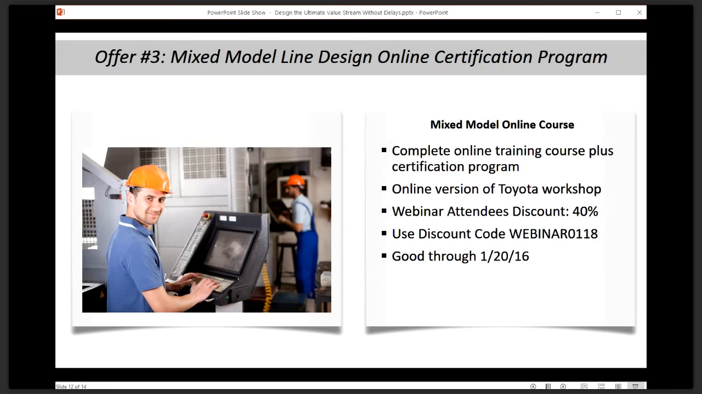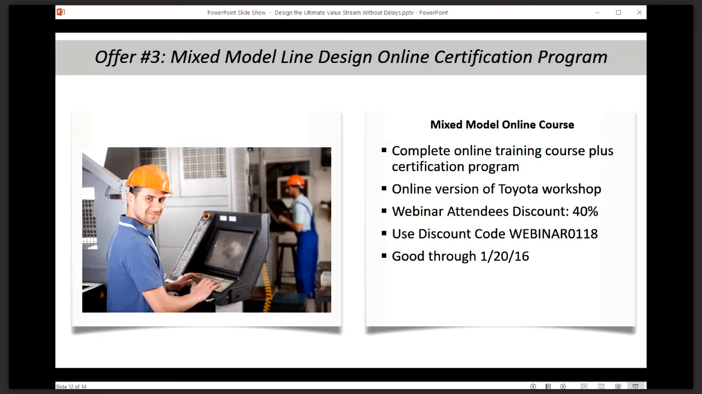Yeah, but we do have an option if you can't make it to that, and that's the Mixed Model online course. So we've taken the class that we're teaching at Toyota and we put it online. Basically, the same information. Of course, you don't get a Toyota plant tour as part of an online class, but basically the content and the roadmap approach and the exercises and online exams, et cetera, is very similar to what you would experience in the Toyota class. So same kind of thing.